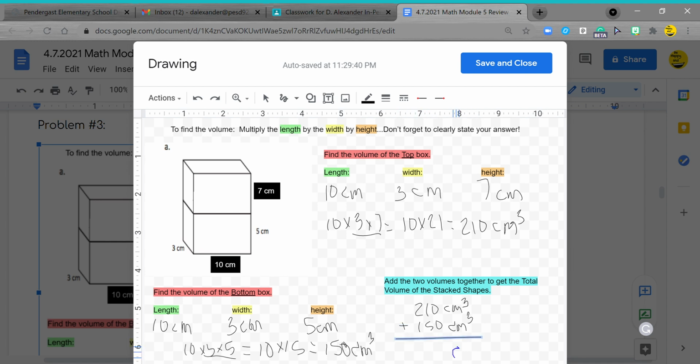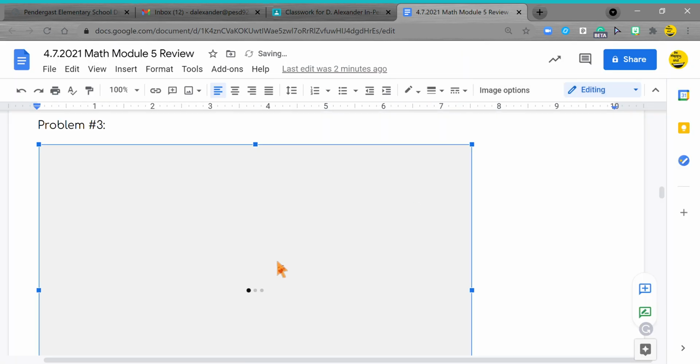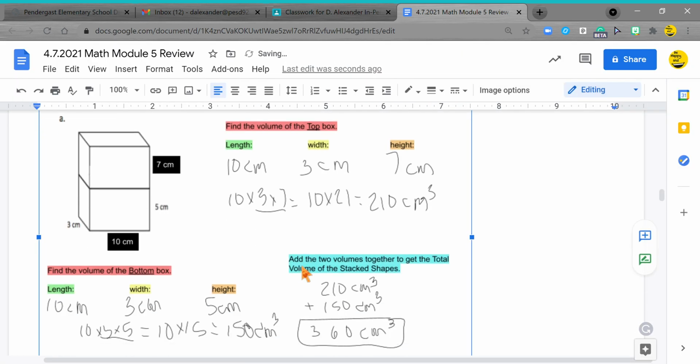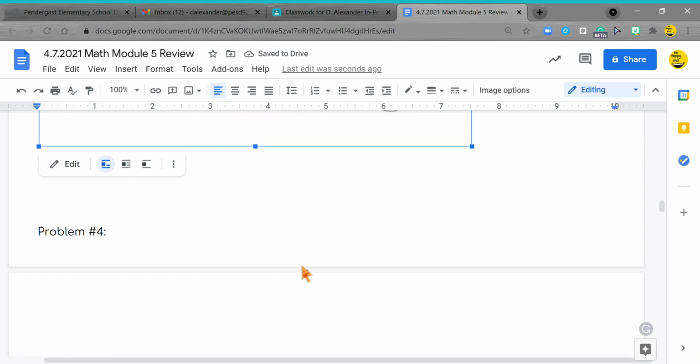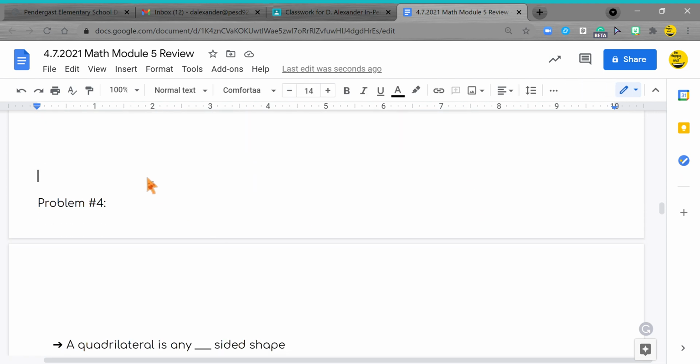So my centimeters cubed stays the same. And now I add 0 plus 0, 5 plus 1, and 2 plus 1. Oh, that is not a very good 3, is it? Let's try that again, you guys. 3. Here's my answer to this problem. I will hit save and close, and here is my work. Now the teacher can see. We're going to go to question number 4, you guys.